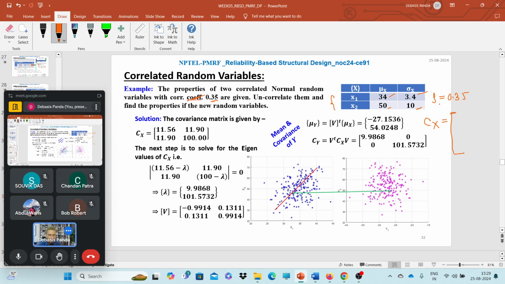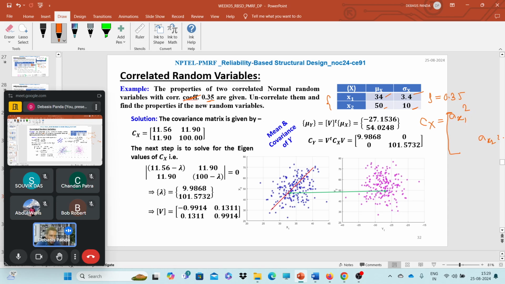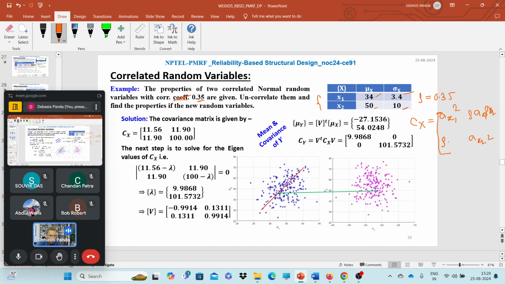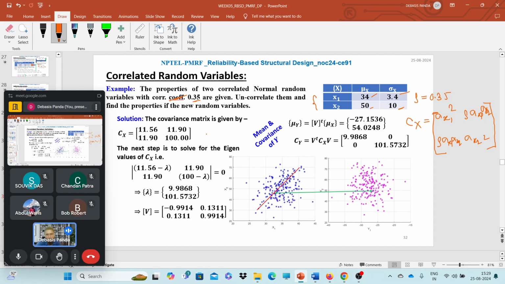So that will be sigma x1 square, here sigma x2 square, and rho into sigma x1 sigma x2, again rho sigma x1 sigma x2. So you will get a 2 by 2 matrix, and if you put all these values, you will get this matrix. This is your covariance of the correlated random variables. Now how can we uncorrelate them?